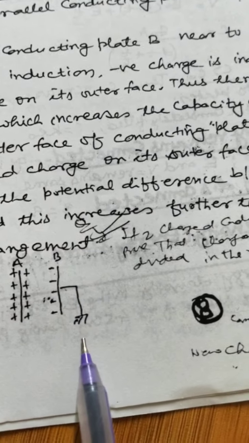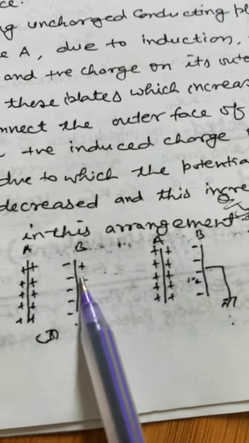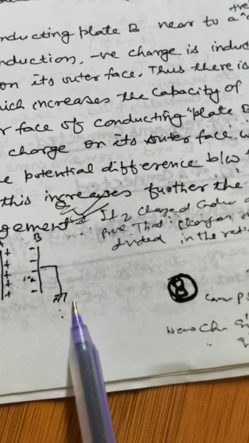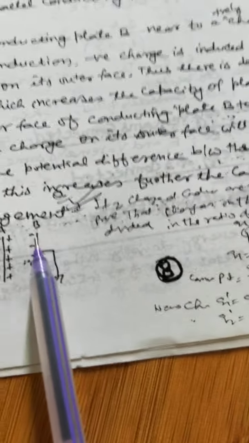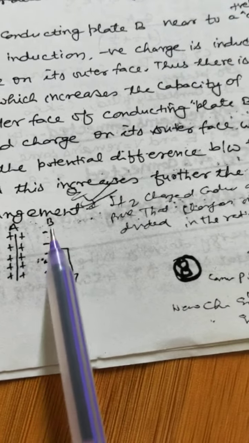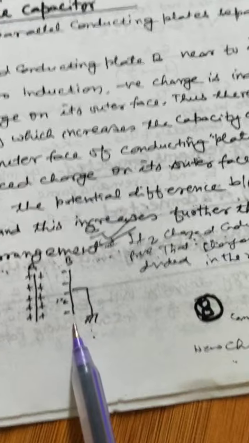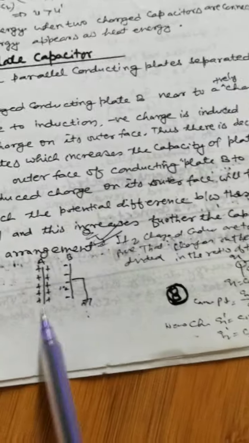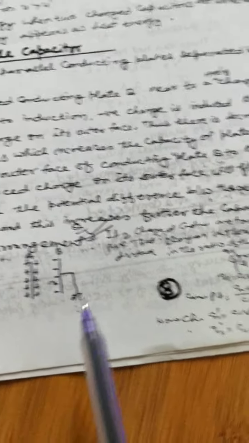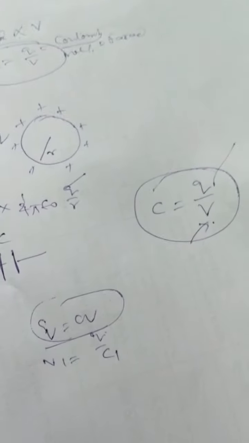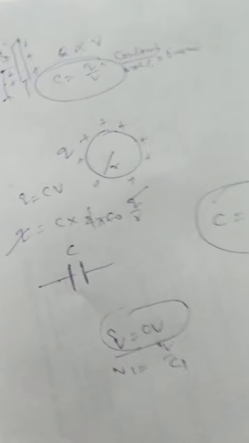The second plate is connected to the earth. Then what will happen? The total positive charge goes to the earth, and thus there is net negative charge left on the inner face of plate B, and this decreases the potential difference between these two plates, and hence the capacitance is increased. So this is the principle behind the parallel plate capacitor.